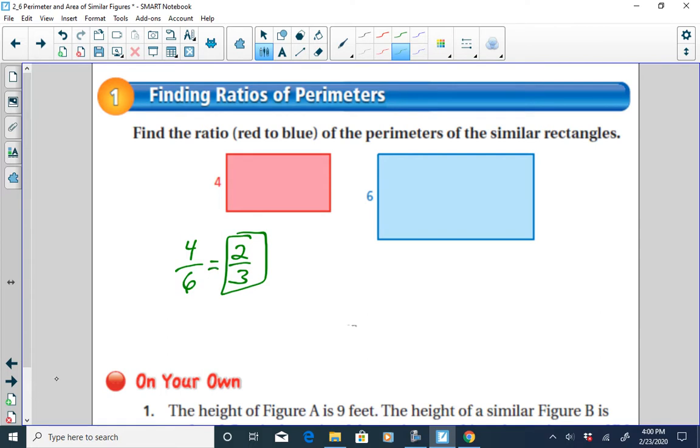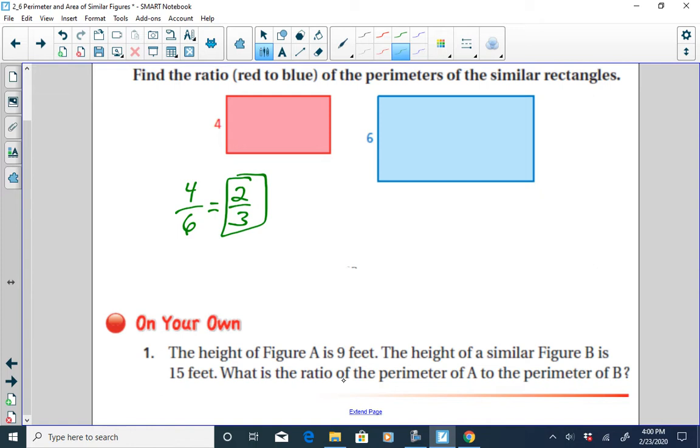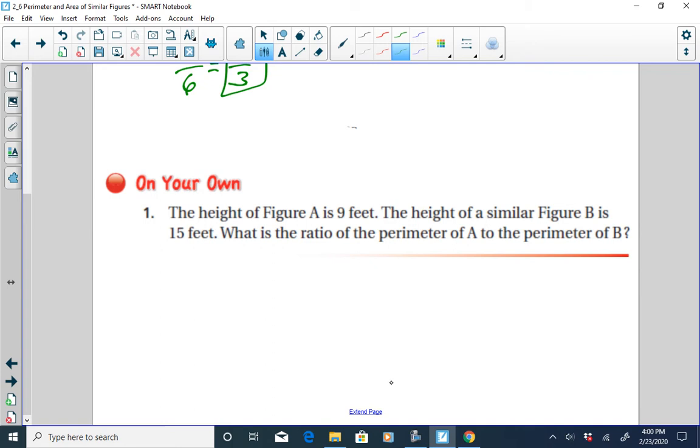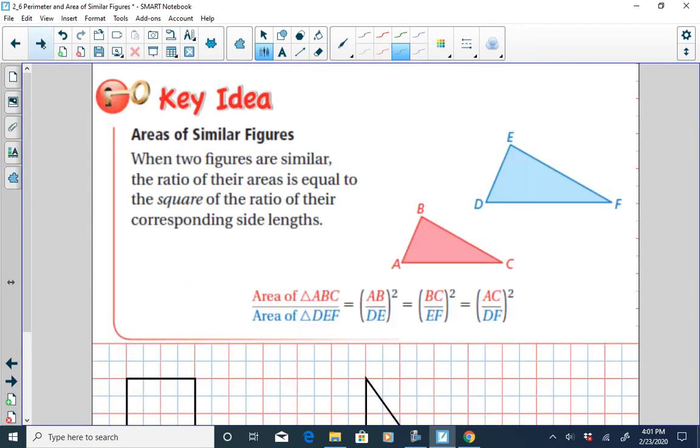Let's take a look and see what that's going to mean here. The height of figure A is 9 feet. The height of a similar figure B is 15 feet. What's the ratio of the perimeter of A to the perimeter of B? Well, A to B is 9 to 15. That's the ratio of the corresponding sides. We know that's going to be equivalent to the ratio of the perimeters. 9 to 15 simplifies to 3 to 5, so I know that the ratio of the perimeters would be 3 to 5. All right, here's our next rule.